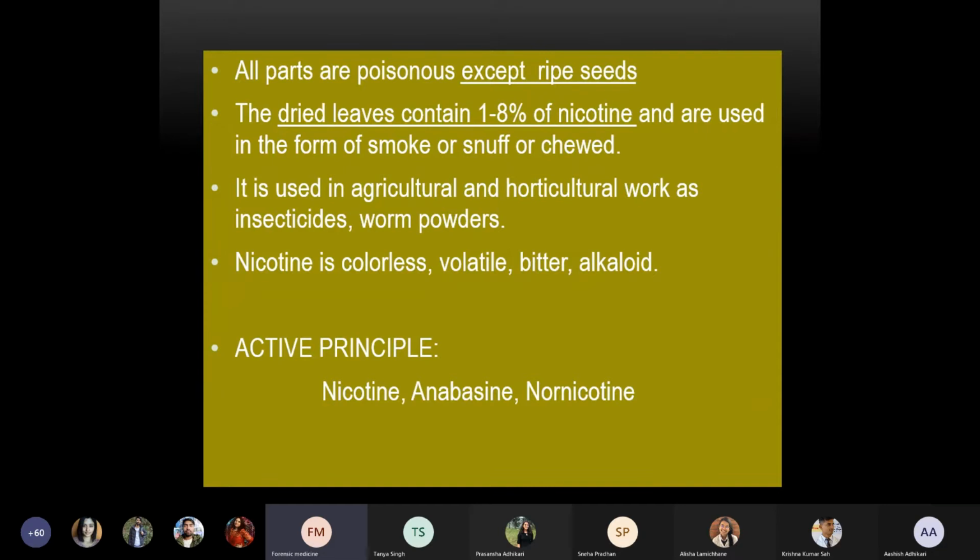Nicotine is a colorless, volatile alkaloid, and it has a bitter taste. The active principles are nicotine, anabasine and nornicotine. So these are the three active principles.